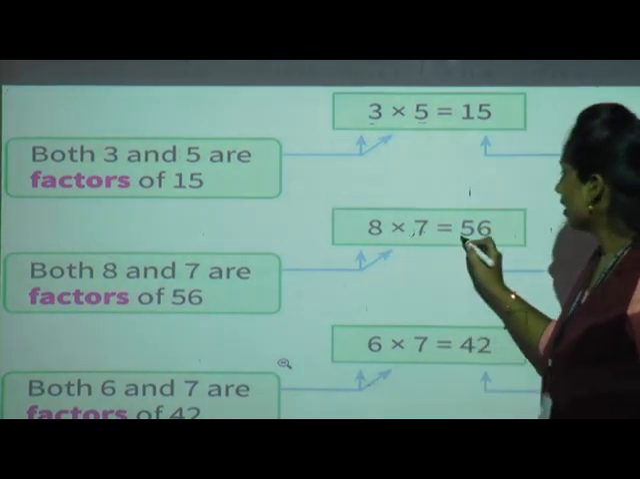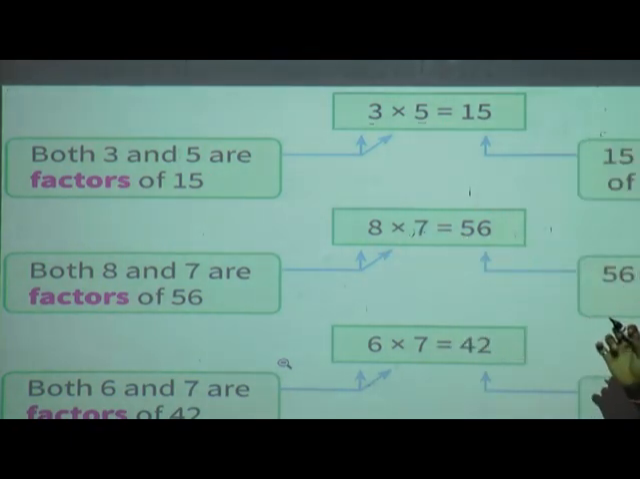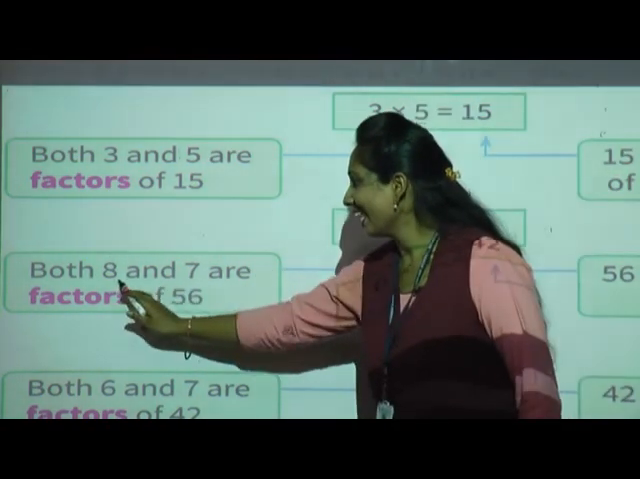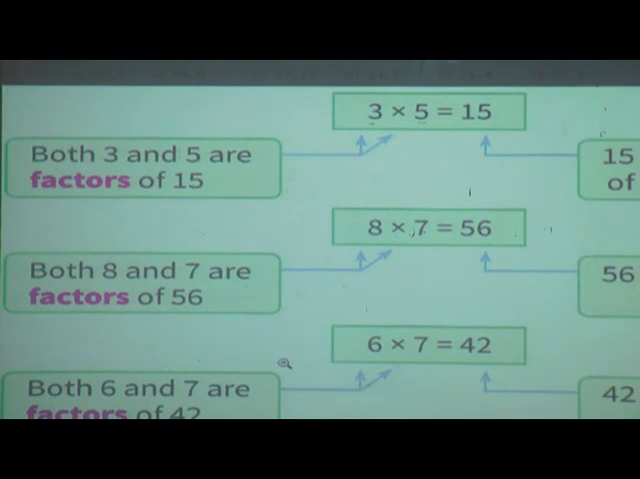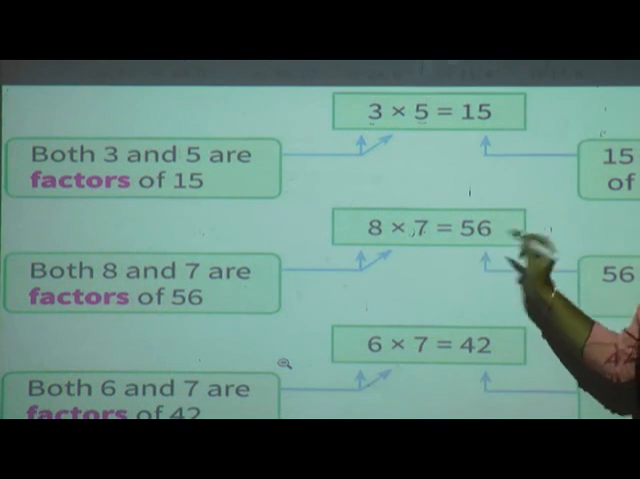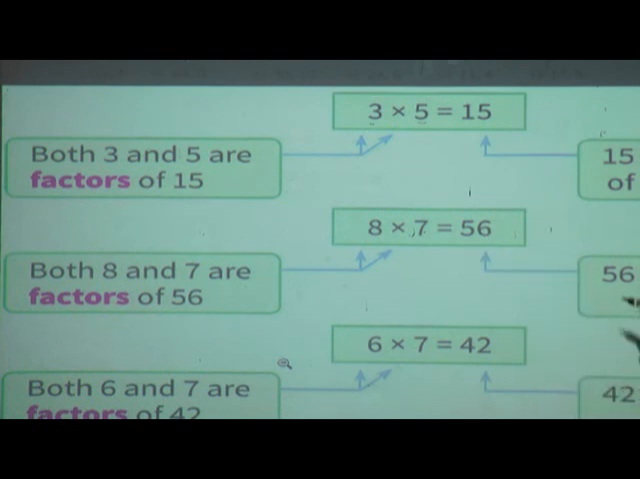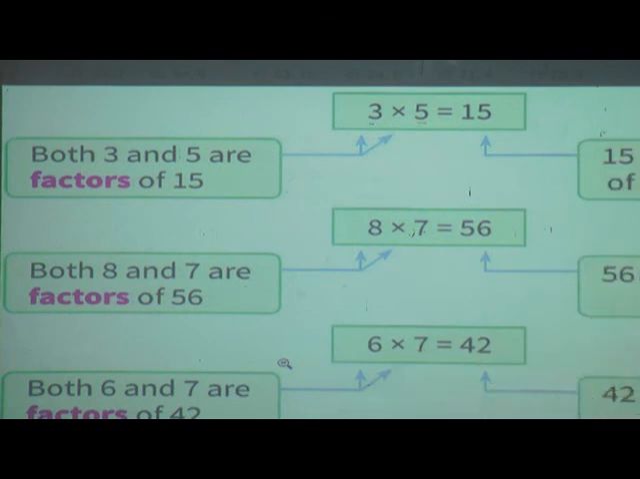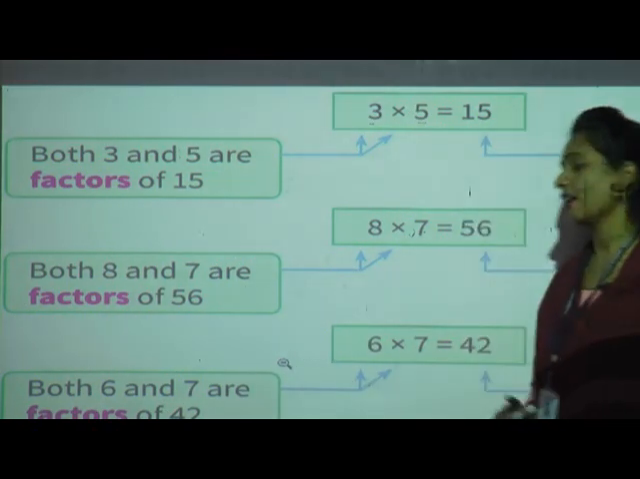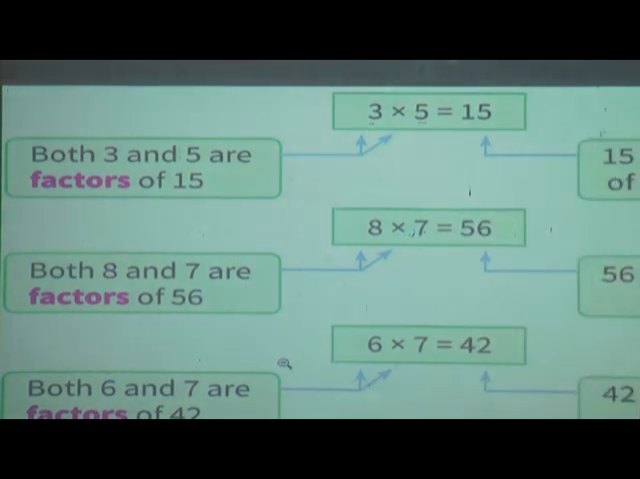Now see here. 8 multiplied by 7 is equal to 56. Now here both 8 and 7 are the factors of 56, because when we multiply both the numbers, we get one desired number, isn't it? And 56 is a multiple of 8 and 7, isn't it? Yes. Now what about this? 6 multiplied by 7 we get 42. So both 6 and 7 are the factors of 42.